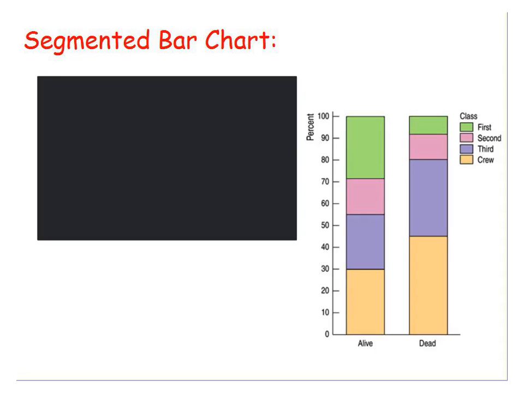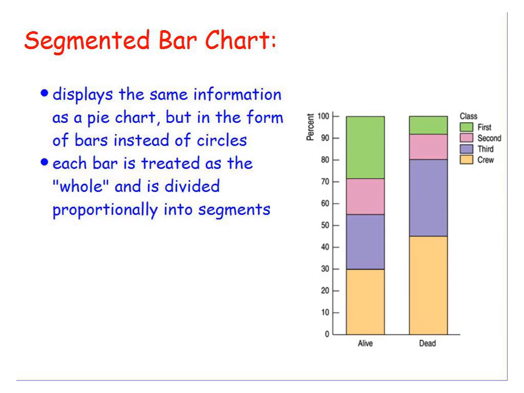We are finishing up chapter 3 today by talking about a segmented bar chart. This is kind of a cross between a bar graph and a circle graph. So let's take a look at a definition. This displays the same information as a pie chart, but in the form of bars instead of circles.